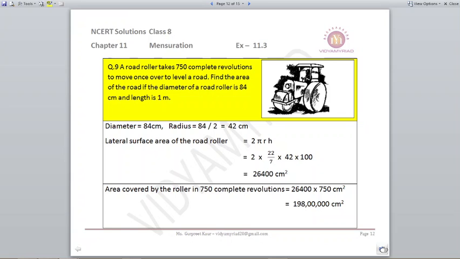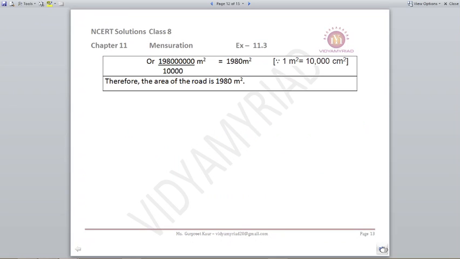For that we need CSA of the road roller, that is 2 pi rh. So 2 into 22 by 7 into 42 into 1 meter. So 1 meter you have to convert into centimeters, which will be 100 centimeters. So your answer comes out to be 26,400 centimeters square. Now this is the area or this is the LSA for one round. We need 750 rounds. So multiply with 750 and you will get 198 lakh centimeters square. That is the area to be covered.